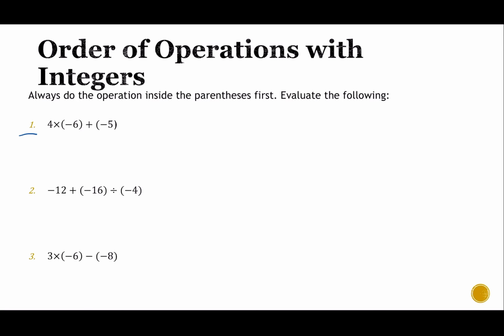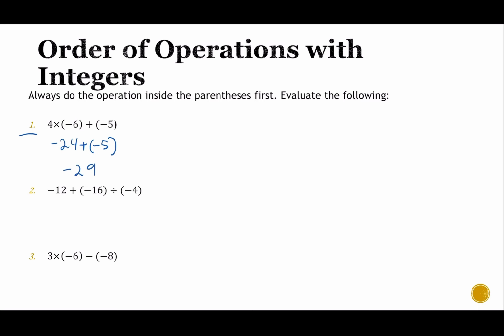So I've got 4 times negative 6, that's a negative 24, plus a negative 5. I could rewrite that as minus 5 as well, but plus a negative 5. And now we would go on to addition and subtraction from left to right to get negative 29.